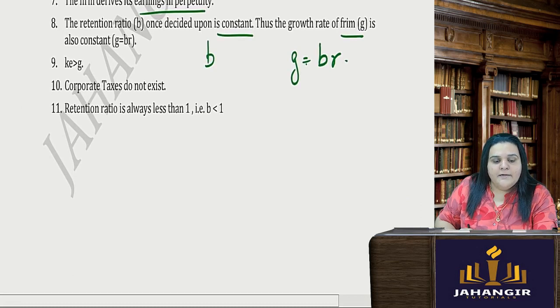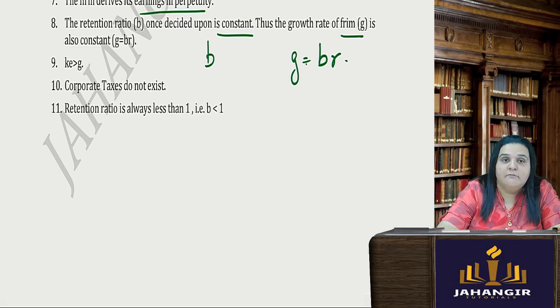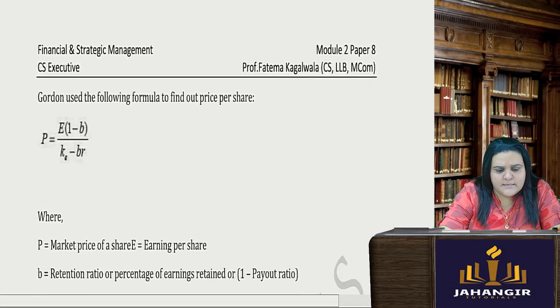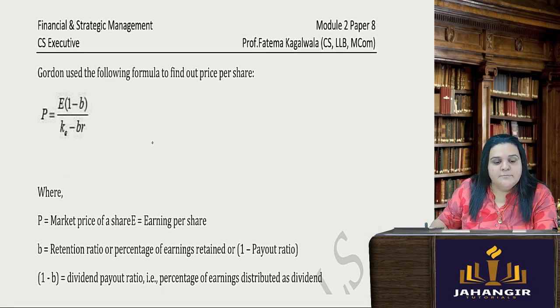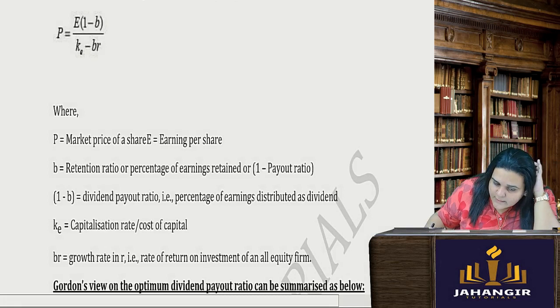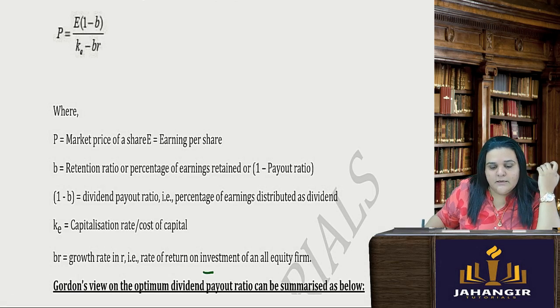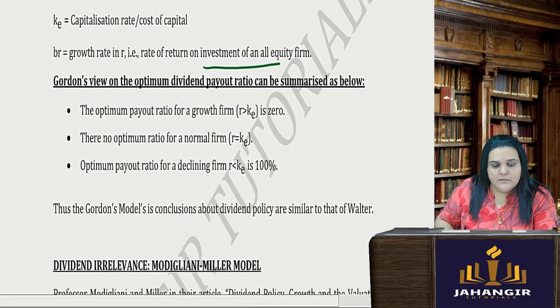Corporate taxes do not exist. Your cost of equity is always more than your growth rate, and the retention ratio is always less than 1, that is, B is always less than 1. These are his assumptions. Based on that, he has given the formula wherein E is the earning per share, 1 minus B is your dividend payout ratio, upon KE minus BR. B is nothing but your retention ratio, and g is the growth rate, which is b into the rate of return on the investment. This we have already solved in the sums.